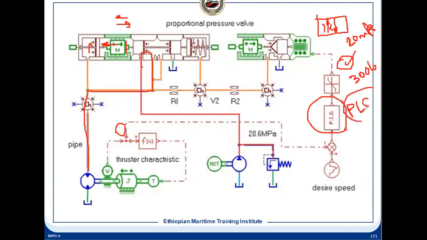So the output from the PLC is amplified, because the PLC output voltage, or the current, will not be sufficient to move this valve. So it is amplified and then it moves this valve accordingly. It means the movement of this valve will take place proportionally, and the pressure will be regulated and the flow will be regulated. Pressure and flow both will be regulated.